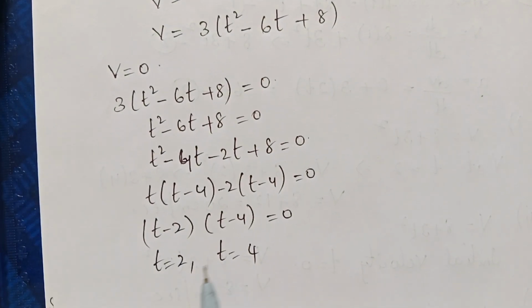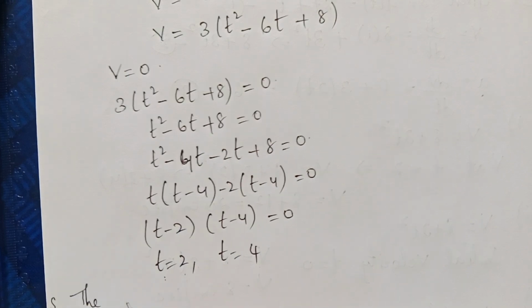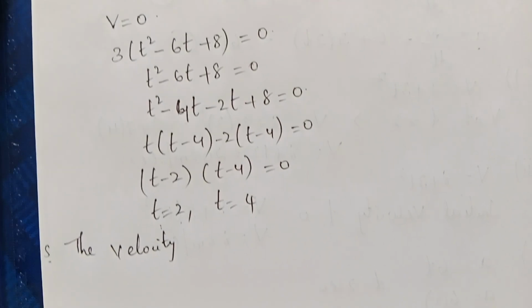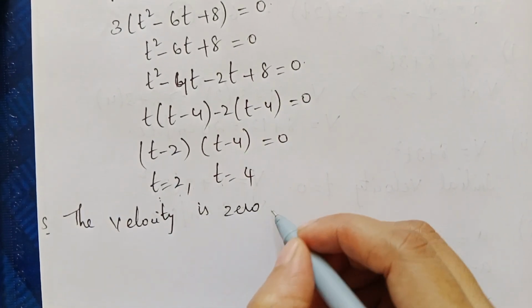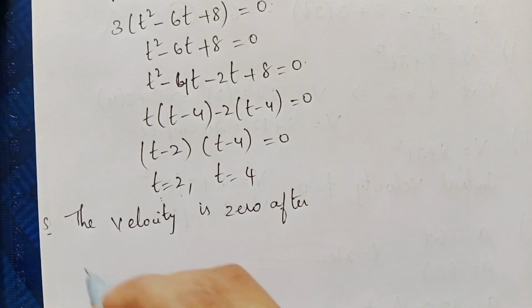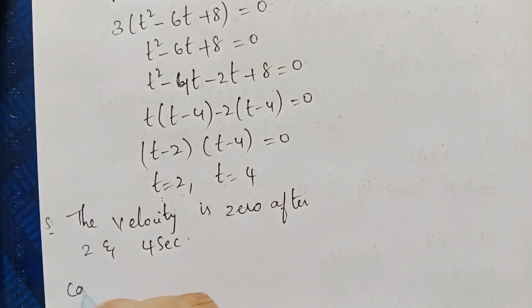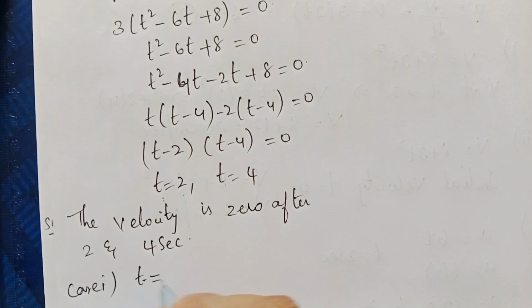Now this is the time period when the velocity can be 0. That is, time t is 2 seconds and 4 seconds. So the velocity is 0 after 2 and 4 seconds. So case 1, time is equal to 2.